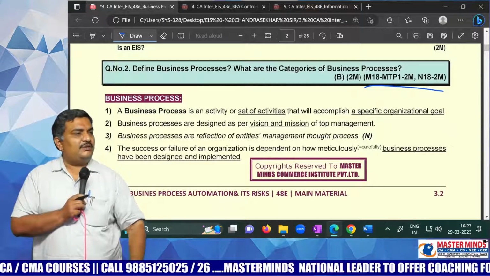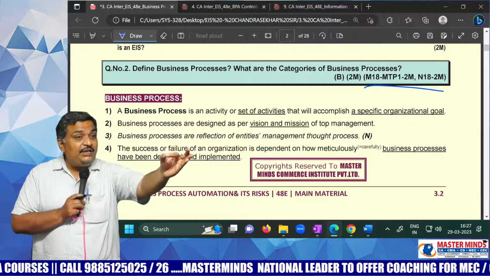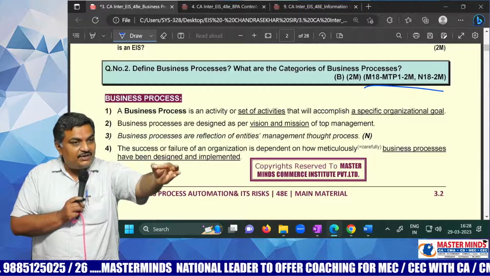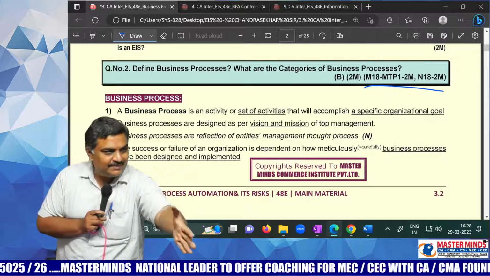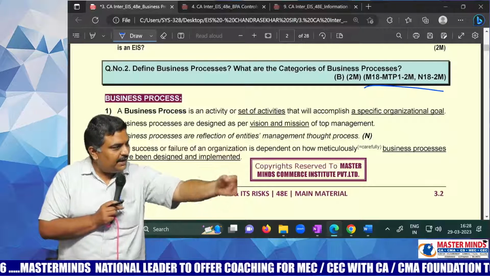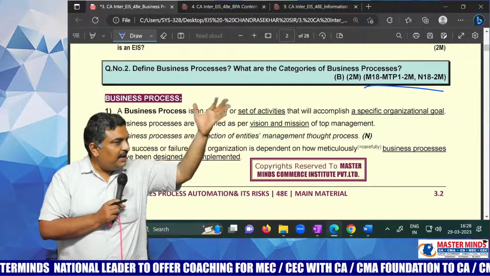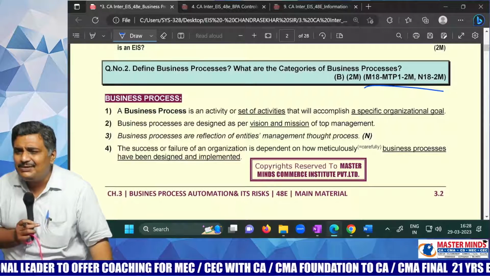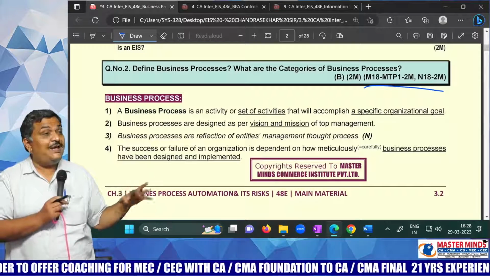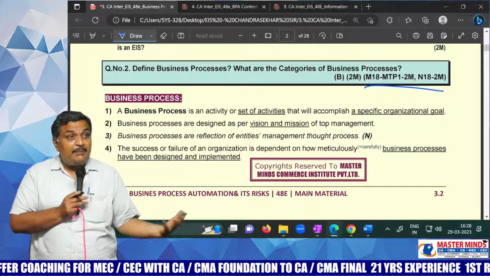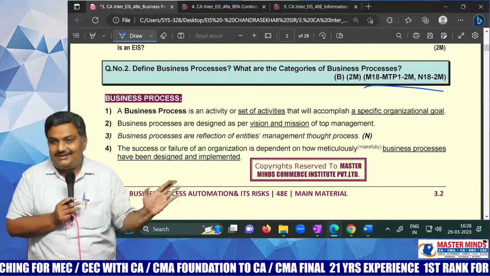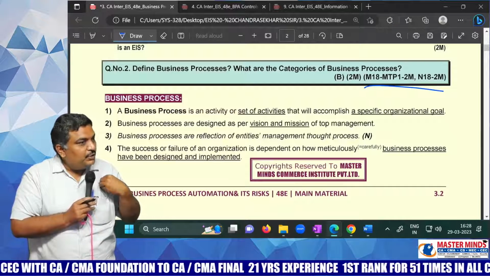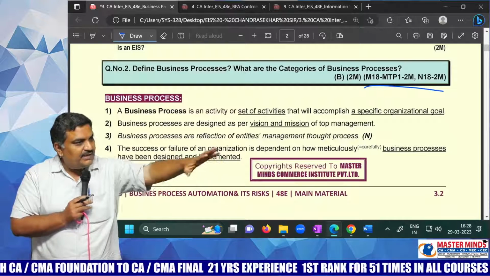What is business process? Any activity that you perform to deliver service to your customer in your organization is called a business process. In Masterminds, material making is a business process. In Masterminds, examination is a business process. Sir, in examination, what business will be there? Payment. No, not that. Business process means any activity that you do to offer your service to the customer, that is called a business process.